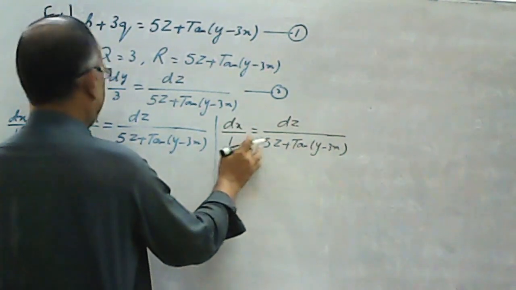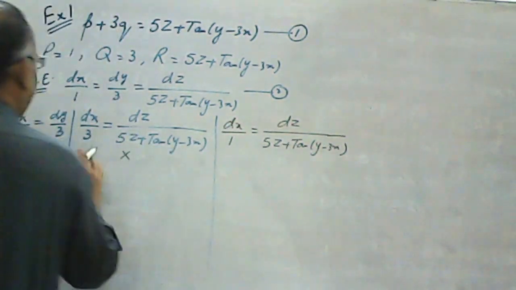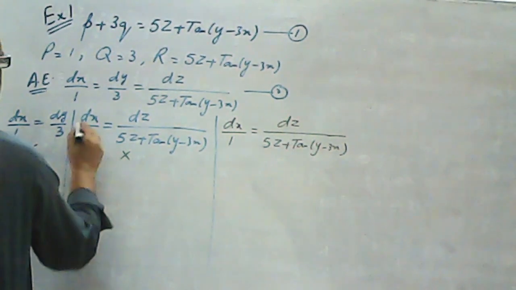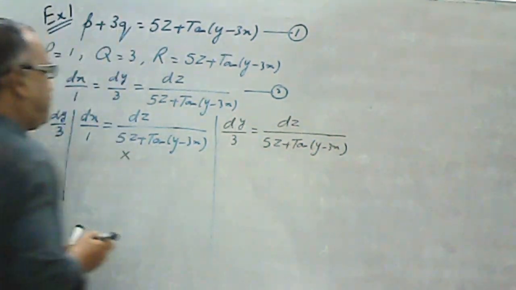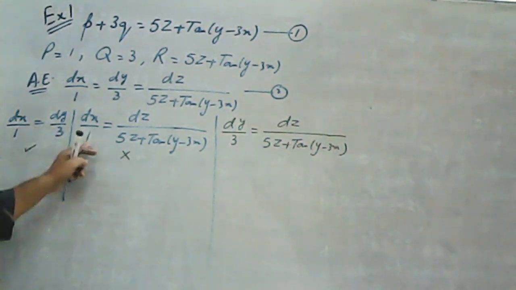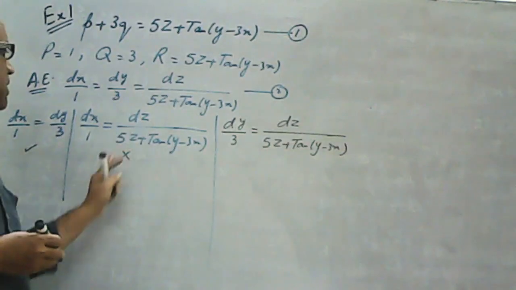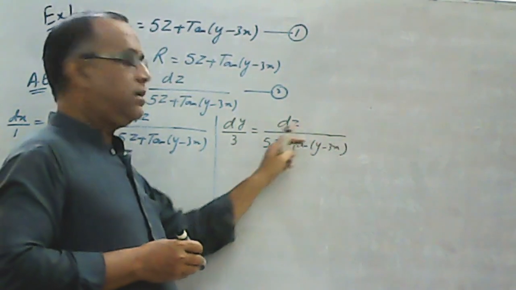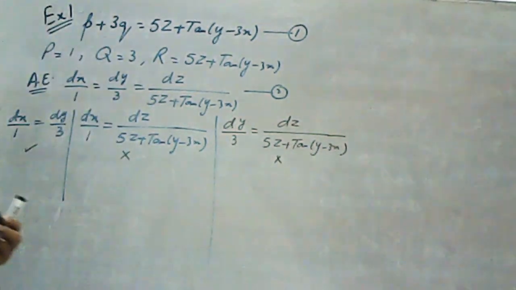And here, I made a mistake. This is dx over 1 and here it is dy over 3. So dx and then dy, dz, dz. Yes. So here y is missing and we cannot eliminate this y. Here look, x is missing in the numerator and it is not possible to eliminate this x, so this pair is not solved. So look, only one pair is possible in this scenario.